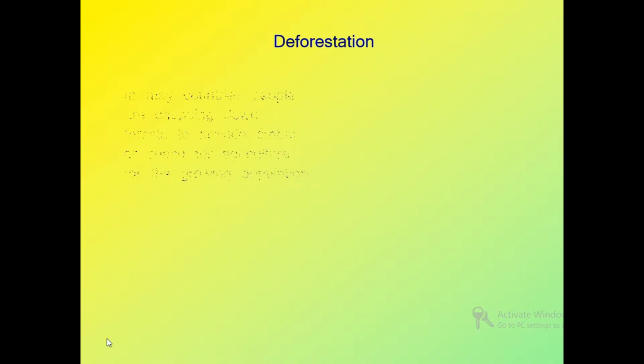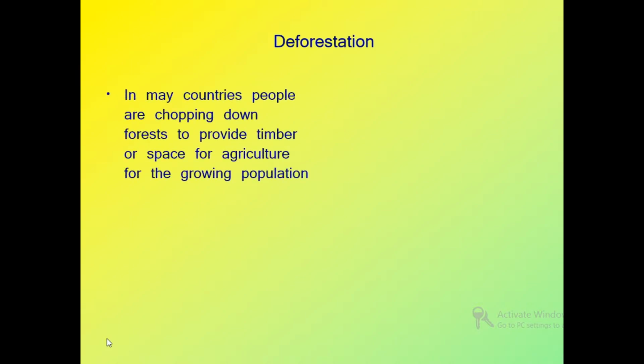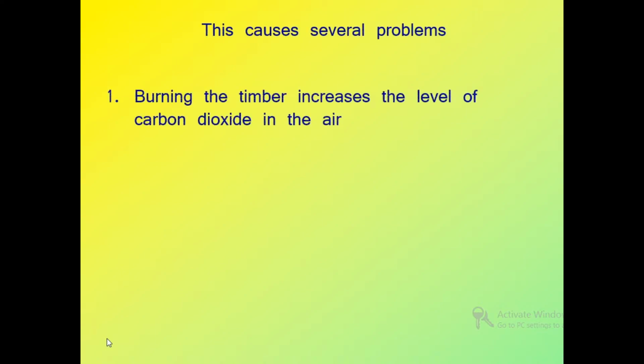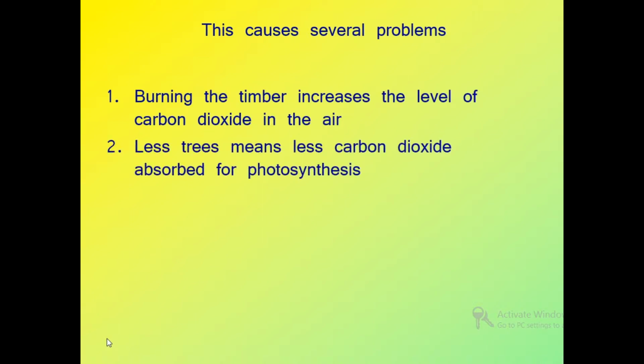Deforestation. In many countries, people are chopping down forests to provide timber and space for agriculture and for urban development for the growing population. You'll find that there are many areas which are being deforested. This causes several problems. Burning the timber increases the level of carbon dioxide in the air. Fewer trees means less carbon dioxide absorption for photosynthesis.